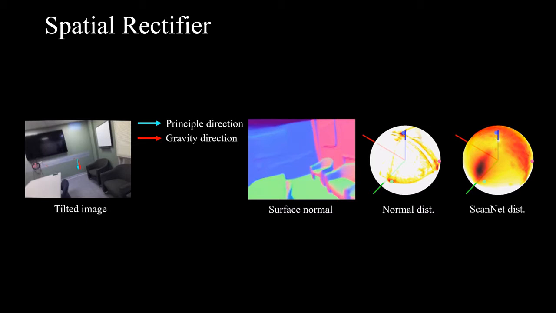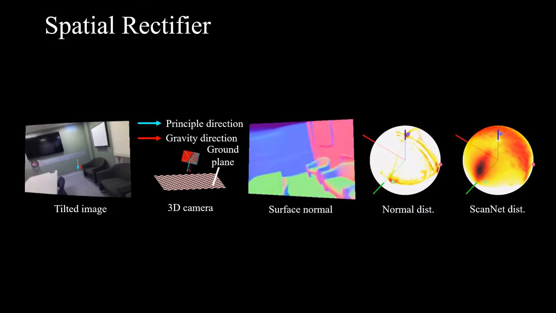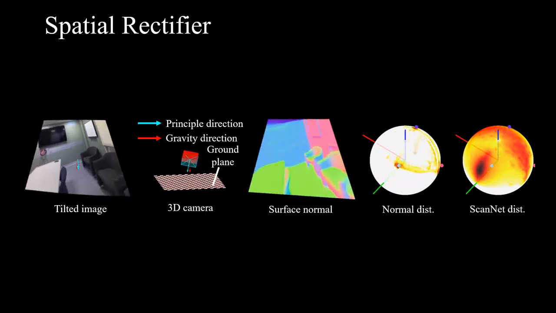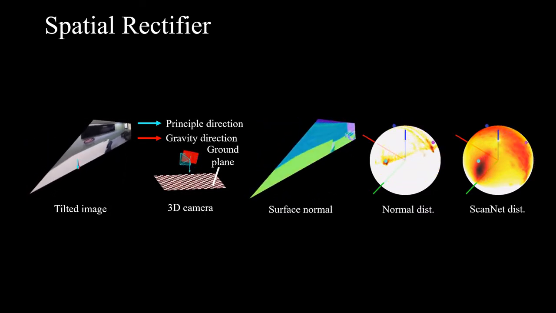In addition, we introduce the gravity direction and the principal direction, where the latter is aligned with the y-axis of the image. The 3D geometry shows the orientations of cameras and these vectors with respect to the ground plane. Now we examine the impact of 3D rotations on the surface normal distribution. The rotation is parameterized by the gravity and principal directions. For this rotation, we observe that the distribution gap is minimized.